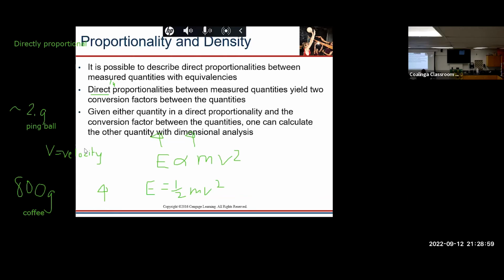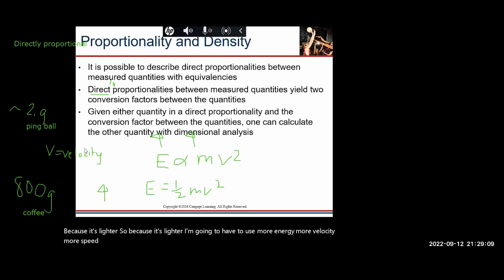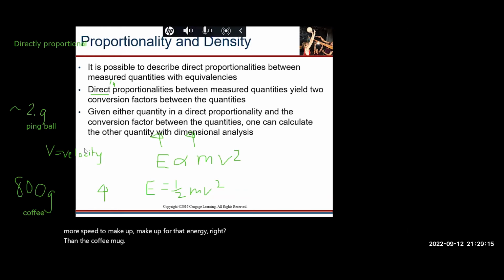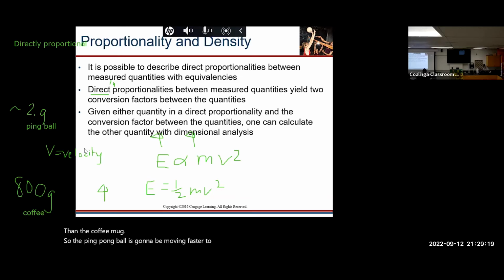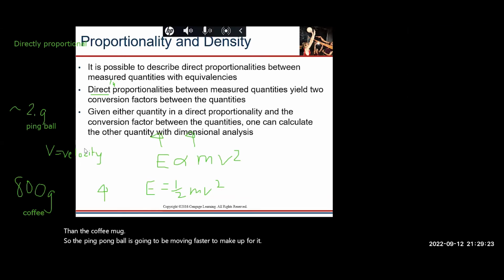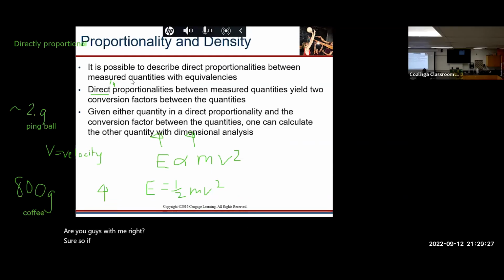Javier says the ping pong ball because it's lighter. Because it's lighter, I'm going to have to use more velocity, more speed, to make up for that energy than with the coffee mug. So the ping pong ball is going to be moving faster to make up for it. Are you guys with me? Sure, sort of.